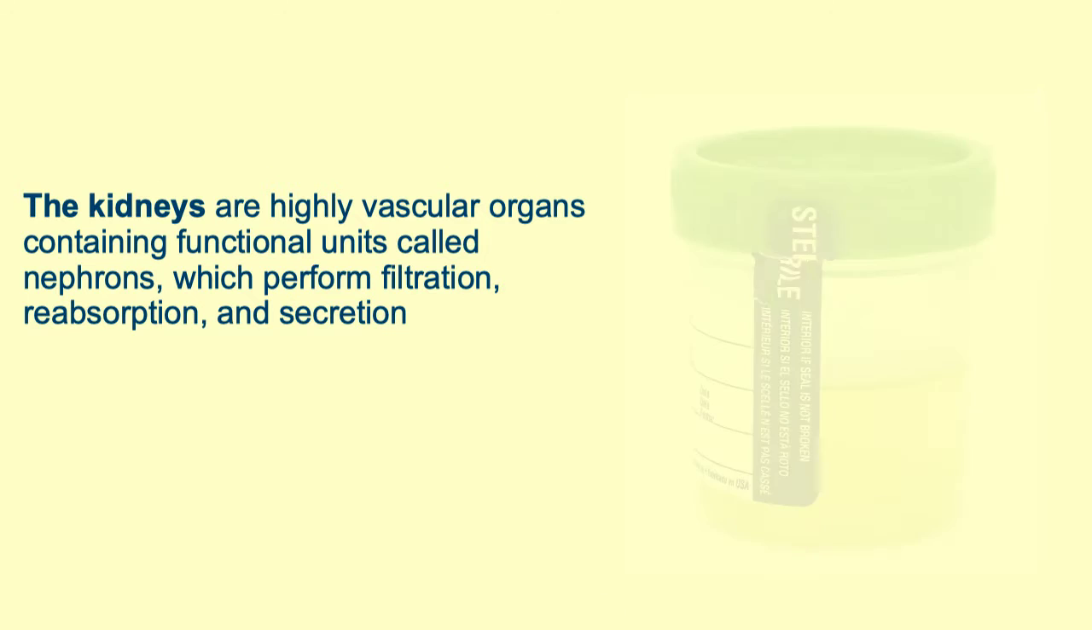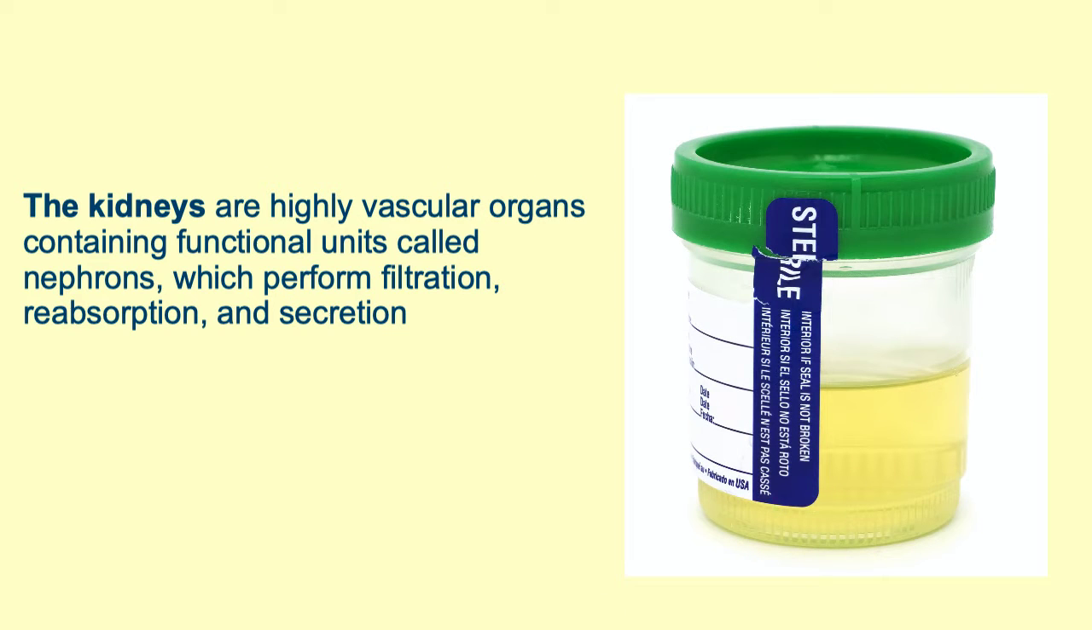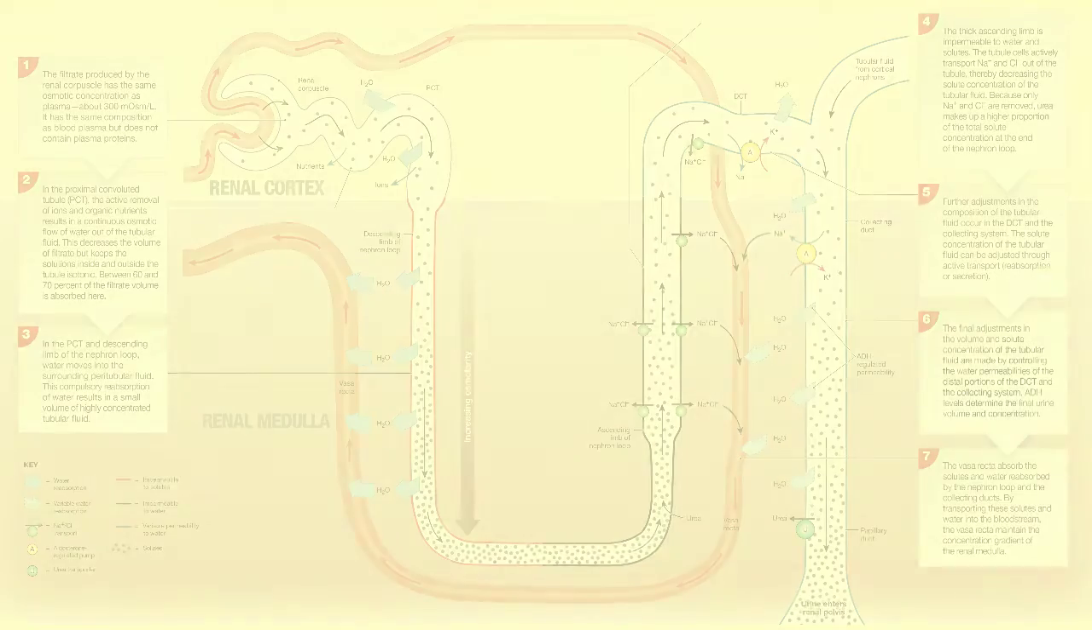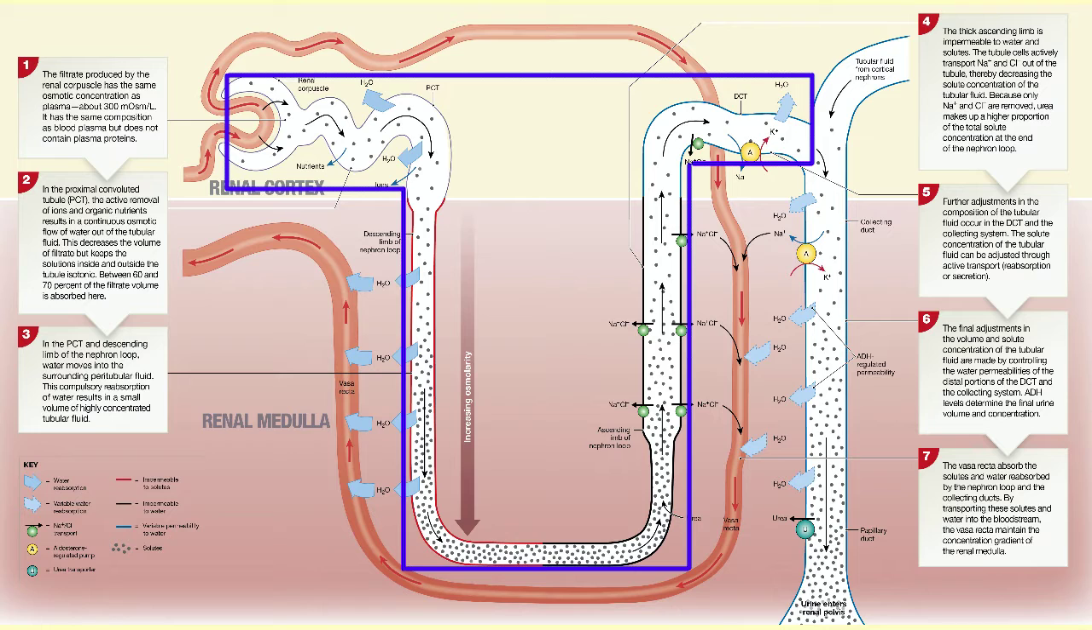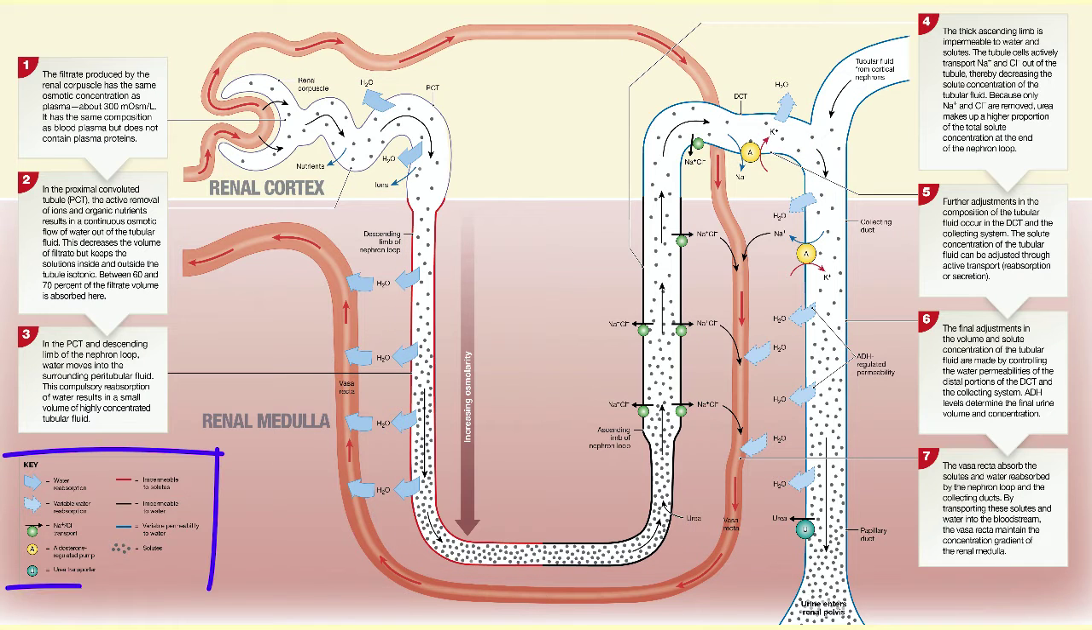Have you ever heard of someone having blood in their urine and wondered why? This graphic summarizes how a nephron, the functional unit of the kidney, plays a critical role in regulating blood volume, composition, and pressure. Notice the key at bottom left indicating the meaning of the different symbols in the diagram.